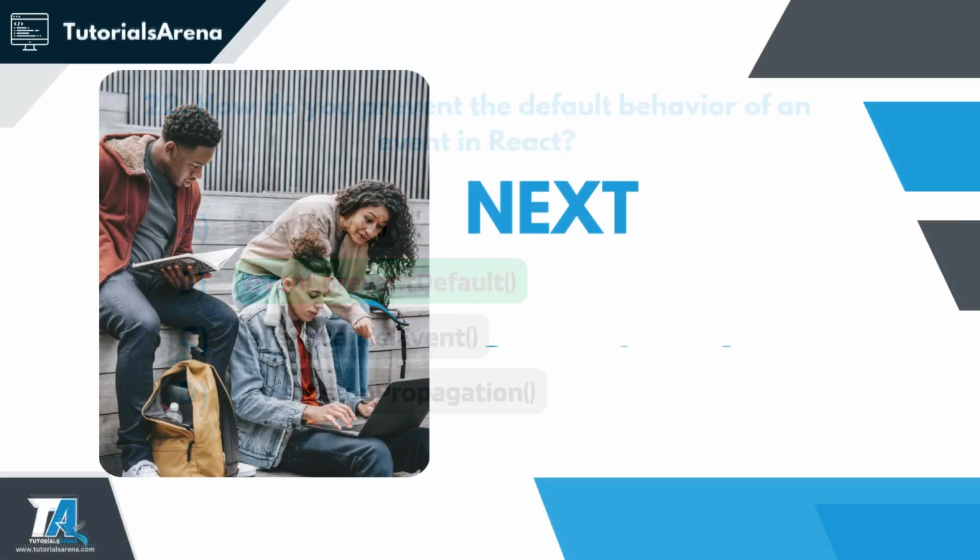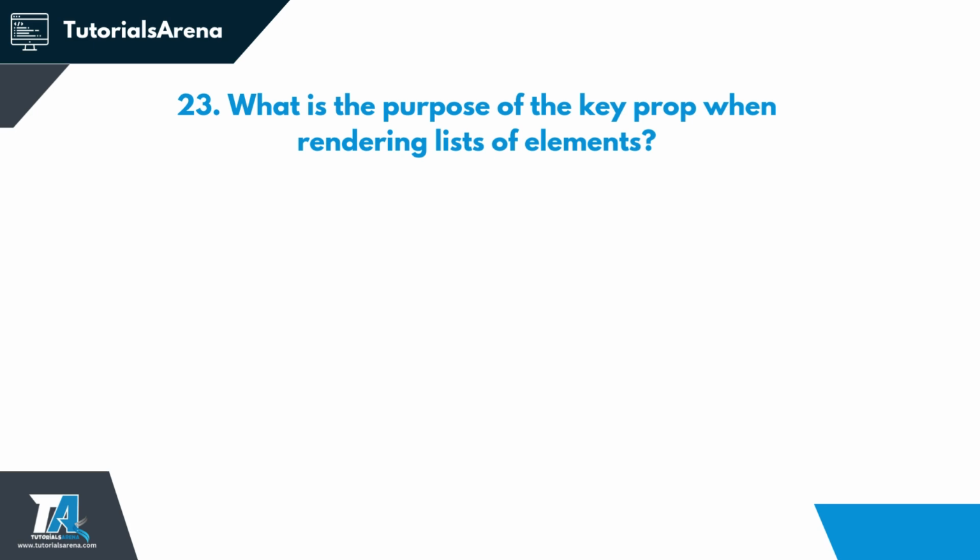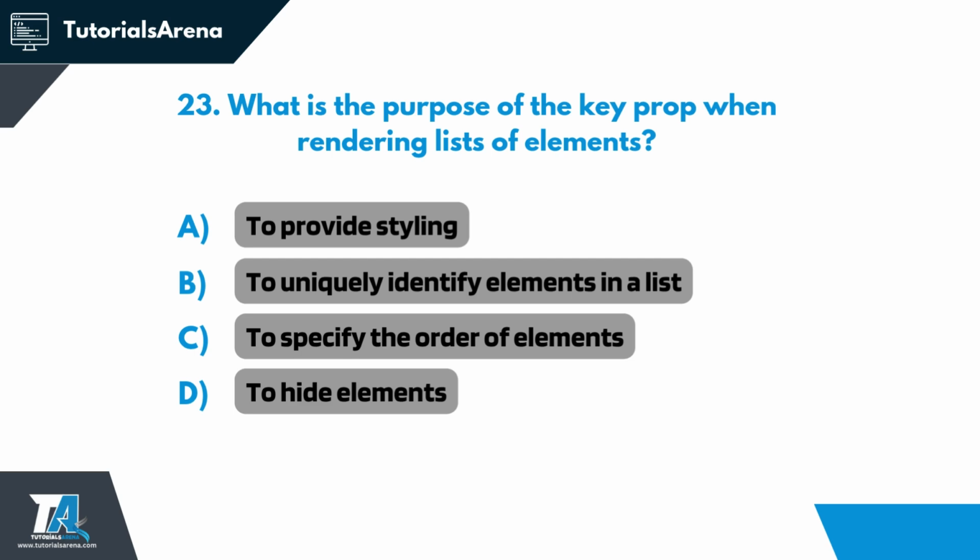Moving on to the next question. Question 23. What is the purpose of the key prop when rendering lists of elements? The options are option A, to provide styling. Option B, to uniquely identify elements in a list. Option C, to specify the order of elements. Option D, to hide elements. The correct answer is option B, to uniquely identify elements in a list.